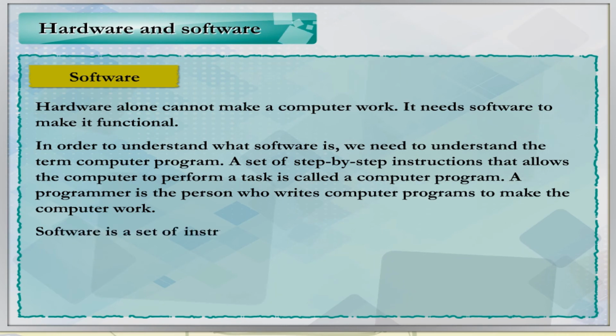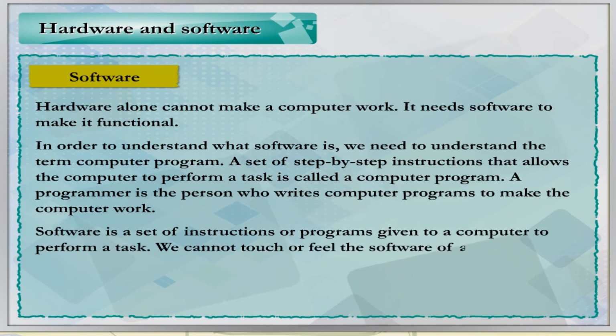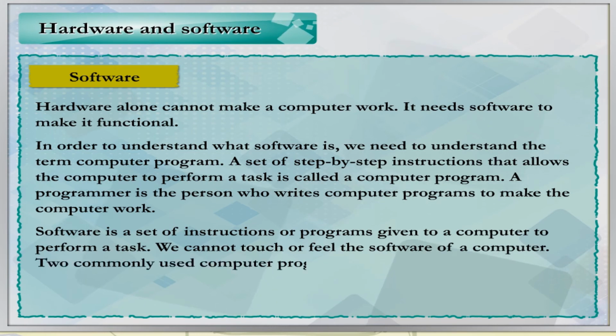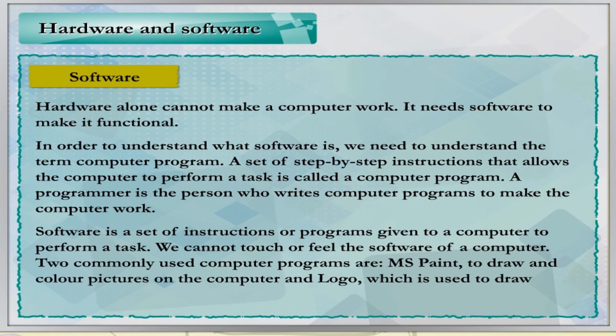Software is a set of instructions or programs given to a computer to perform a task. We cannot touch or feel the software of a computer. Two commonly used computer programs are MS Paint to draw and color pictures on the computer and Logo, which is used to draw simple figures.